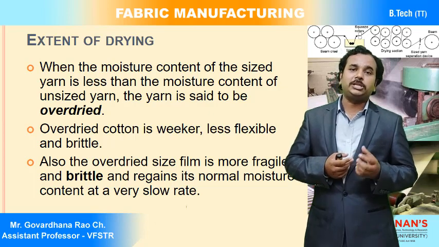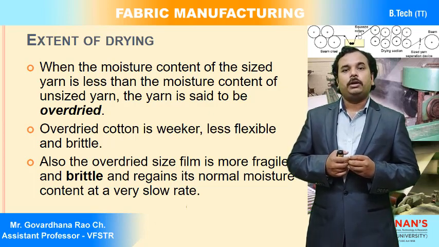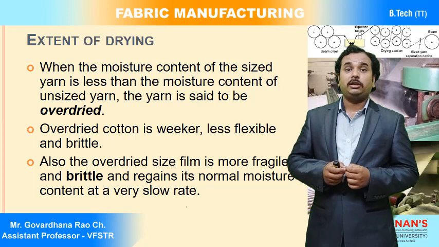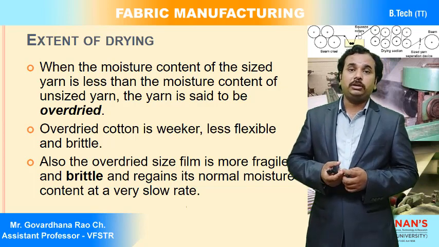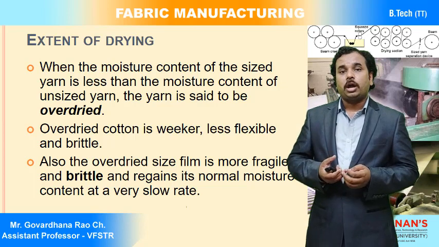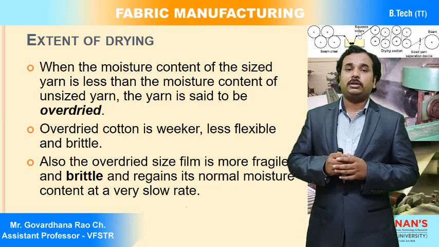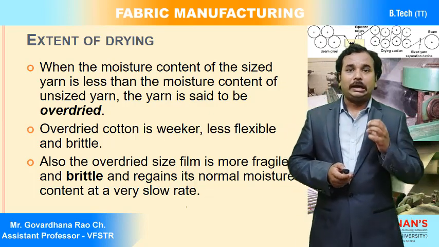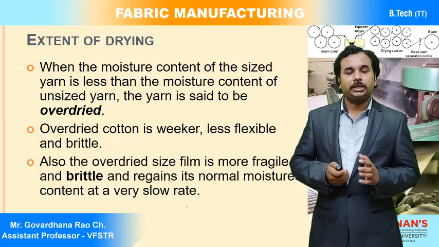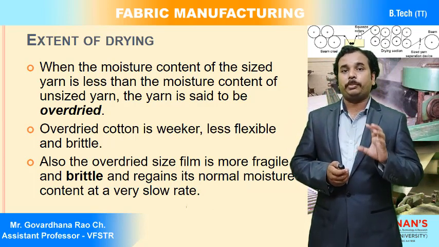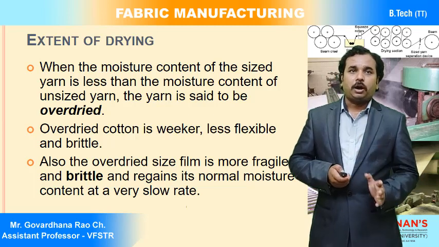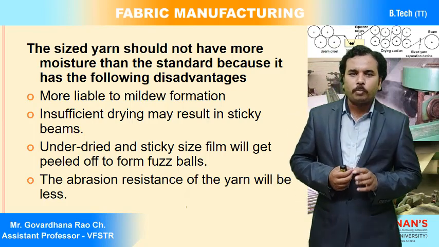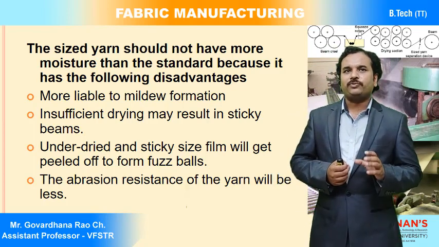The dropping of the size paste is very problematic. It is going to affect the efficiency of the weaving machine. In terms of breakages, the breakages of warp ends are going to be more, because of the removal of the size paste from the yarn surface. That is why we require an optimal sizing application, optimal size pickup. This is how the extent of drying has to be done. Then, the sized yarn should not have more moisture than standard, because it has the following disadvantages.